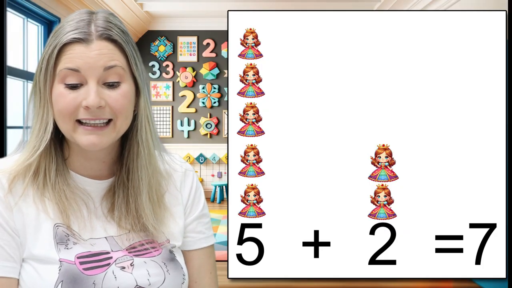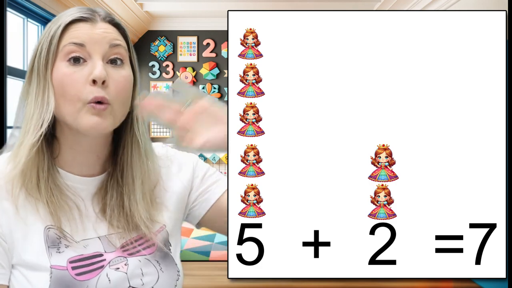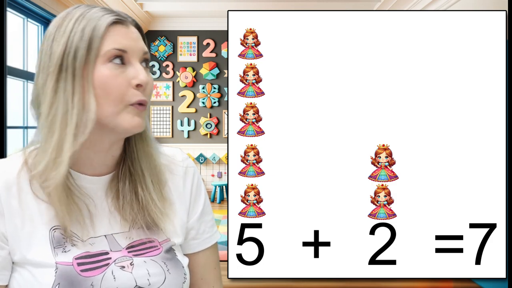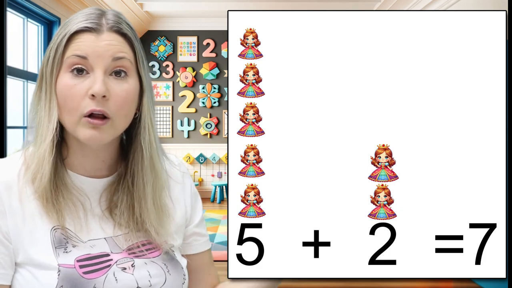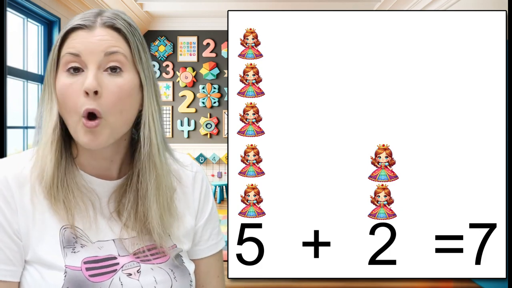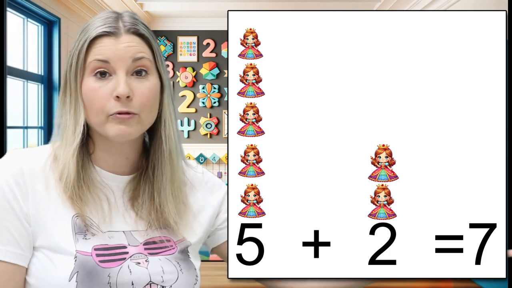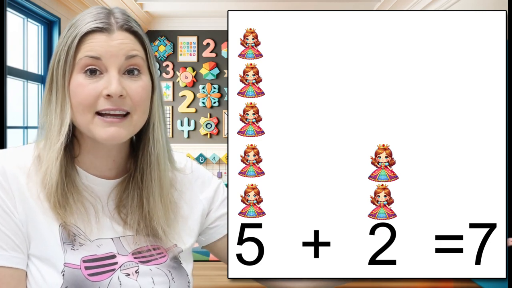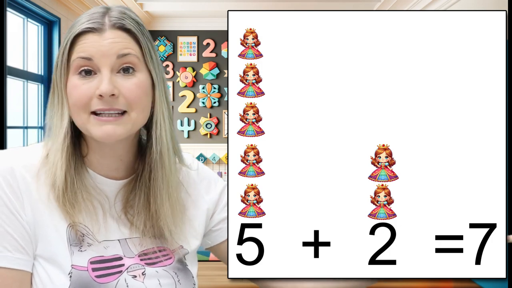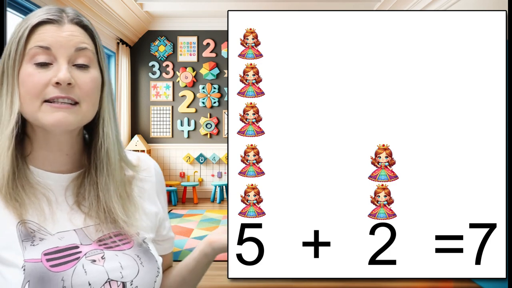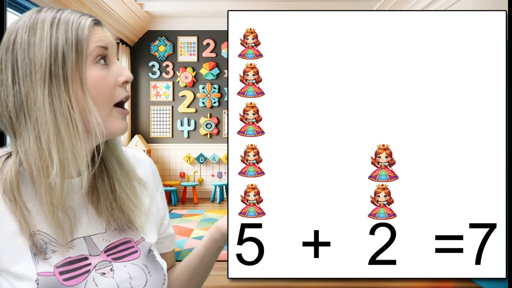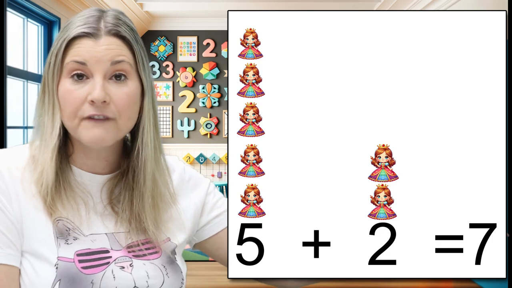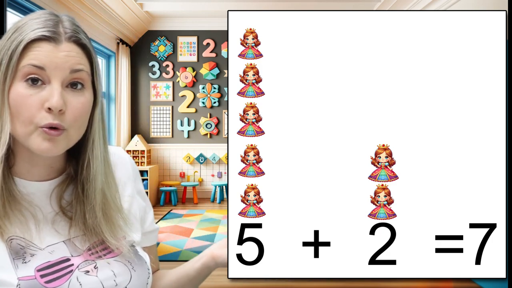Let's do some adding. We're going to find out how many queens there are all together. The total number or sum of all the queens. Now we can count all of them, count all until we get the total, or we can add. In one group, we have five queens. We can see there's one, two, three, four, five. Five queens in the first group. Over here in the second group, we have two queens. One, two. So our equation is five plus two.